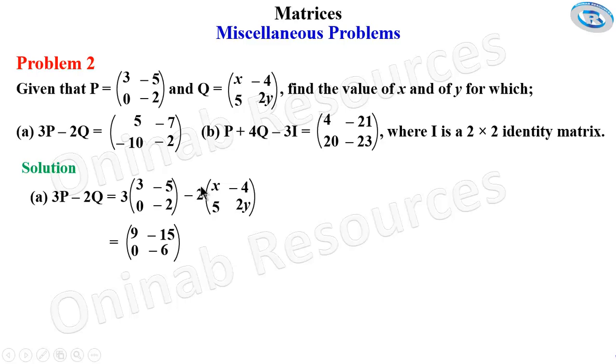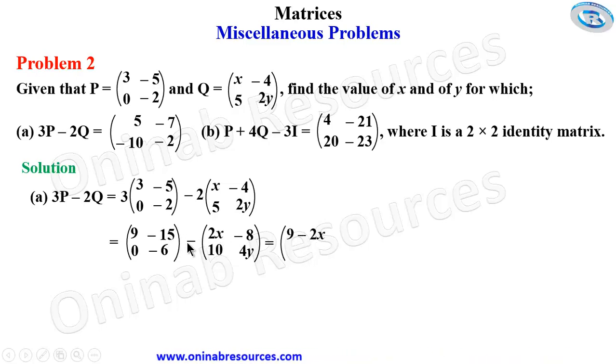Then here we are only using this 2 to multiply every entry in Q, since this minus is an operation. So we multiply out. So this is going to give us 2x, negative 8, 10, and 4y. Then we go further now to evaluate 9 minus 2x. That will give us 9 minus 2x.